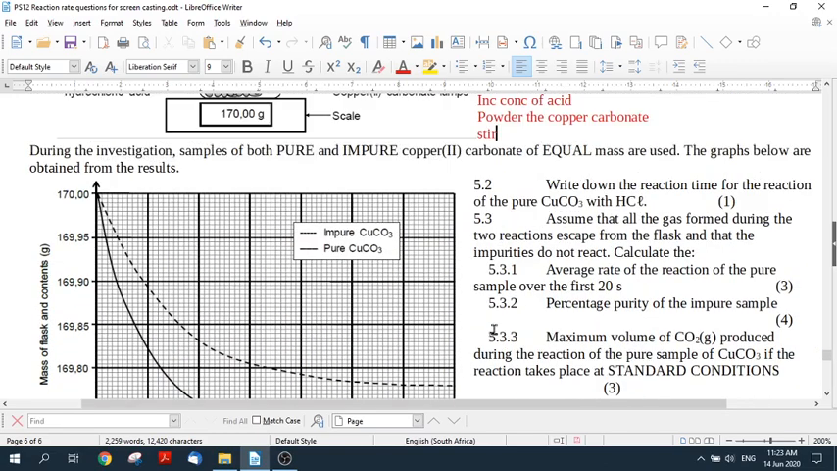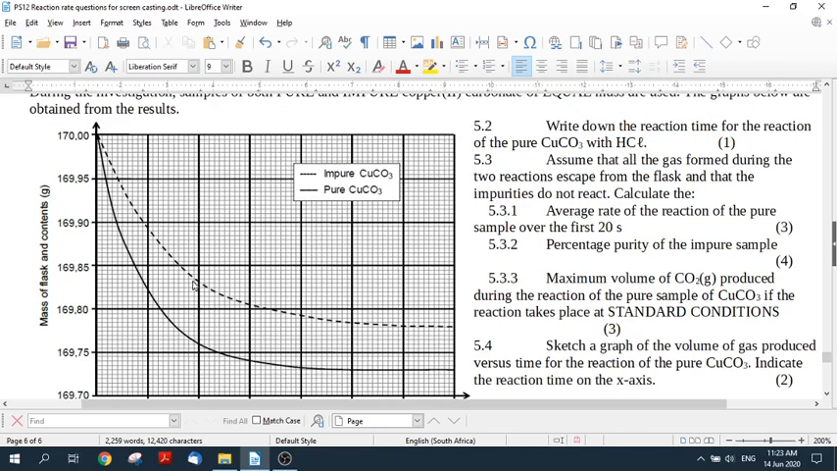Then it says to you, during the investigation, samples of both pure and impure copper carbonate of equal mass are used. The reaction graphs are shown below. Even if this wasn't labeled, you'd know this was the pure one because the mass is decreasing more sharply, which means the rate of reaction is faster. It says to you, write down the reaction time for the reaction of pure copper carbonate with the hydrochloric acid. So if you look on this graph here, we need to use the pure graph, which is the solid line.